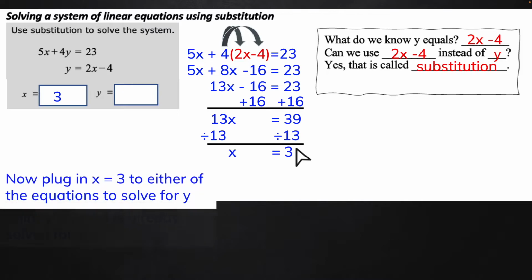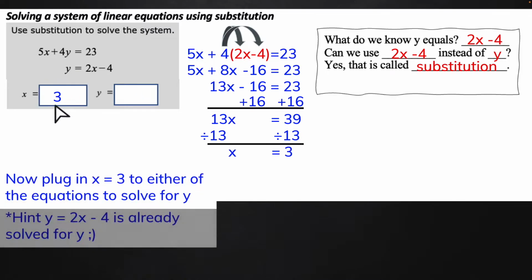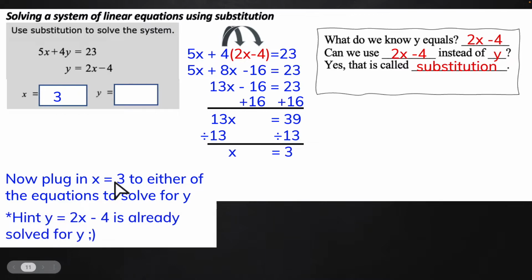So we can see we have x. So now plug in x equals 3 to either of the two equations to solve for y. It doesn't matter which equation I choose. I'm going to choose one and plug it in. But I'm giving you a hint. y equals 2x minus 4 is already solved for y. That's an easier one to use. So that's the one I'm going to use. So y equals 2x minus 4. Now we can see I left x in blue. The rest of the equation is in red. So I'm going to take this 3 and plug it in here. So it's going to be 3 times 2, which gives me 6, minus 4, which gives me 2.